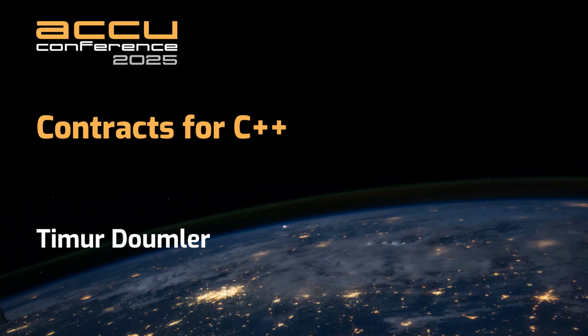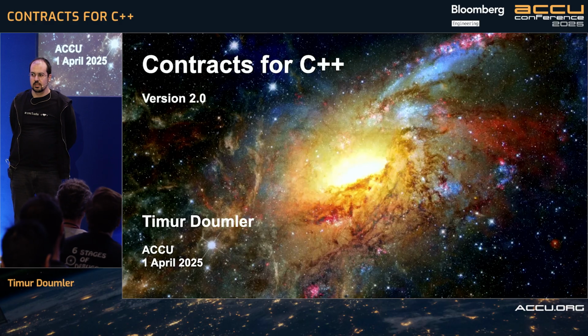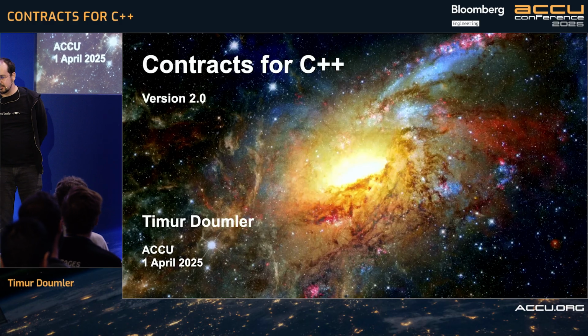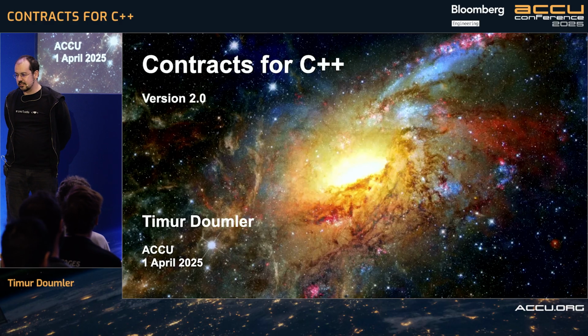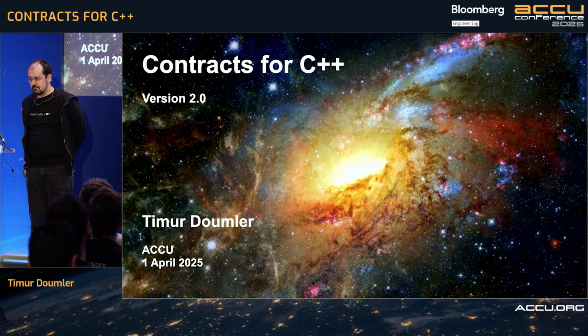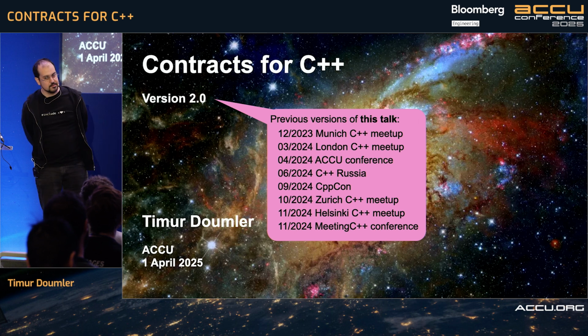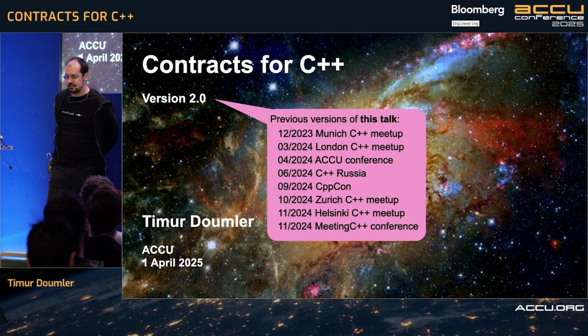Hello, everybody. Welcome to my talk. My name is Timur Doumler. My talk today is called Contracts for C++. And I got the title slide up here. And the most important aspect of this title slide is that it has a version number. It says version 2.0 there. And the reason is that I actually gave this talk quite a few times before, eight times to be precise. This is the 9th iteration of this talk.